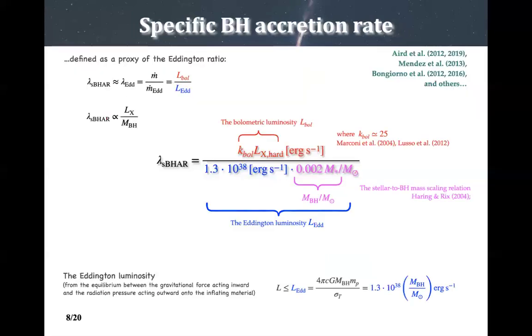For each of these sources, we use the X-ray luminosity in the hard band to calculate the so-called specific black hole accretion rate. Why is it specific? Because for our objects we don't have black hole masses, and the only option to retrieve black hole masses is to use some kind of scaling relation. In our case, we are using the stellar to black hole mass scaling relation, which is quite familiar, and calculating the black hole accretion rate for all these sources.